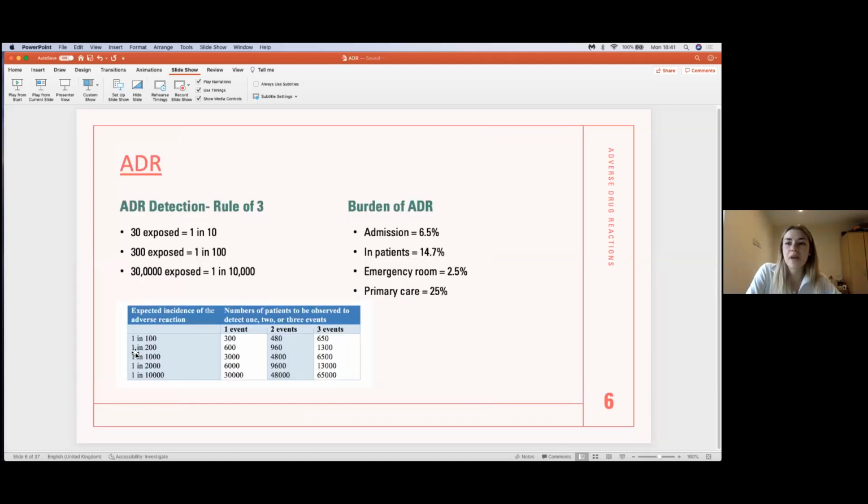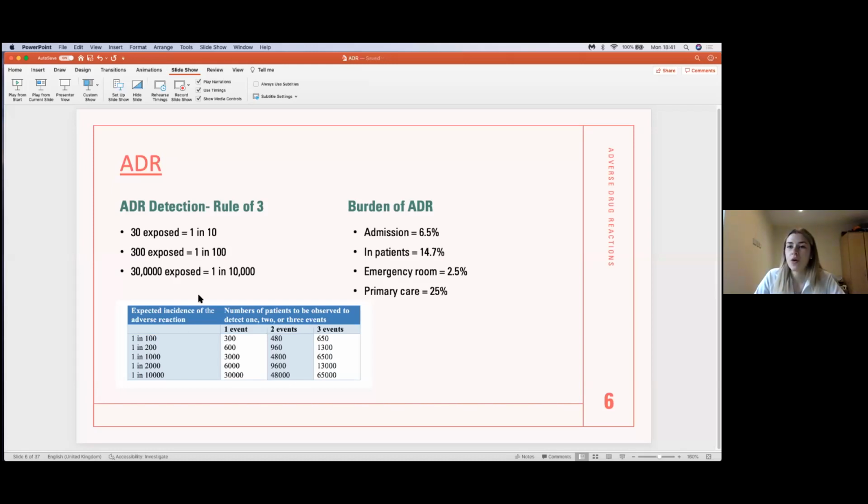Importantly, I've seen in Liverpool exams before, adverse drug reactions are detected as a rule of 3. So if 30 people are exposed and 1 person has an adverse drug reaction, that is detected as a 1 in 10 status. If 300 are exposed and 1 person suffers an adverse drug reaction, that is a 1 in 100. And then if 30,000 are exposed, it's 1 in 10,000.